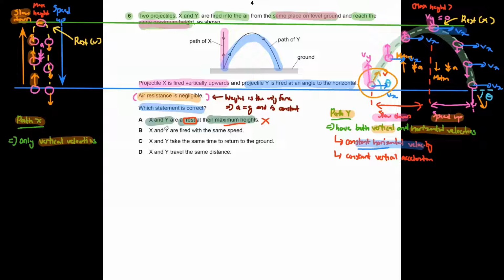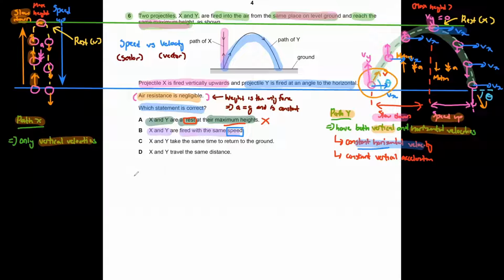Now for B, X and Y are fired with the same speed. If you look at the term that they use, they're using speed right over here. There is a difference between speed and velocity. Speed is a scalar. You only need to consider the magnitude. But velocity is a vector. You need to consider both magnitude and direction.